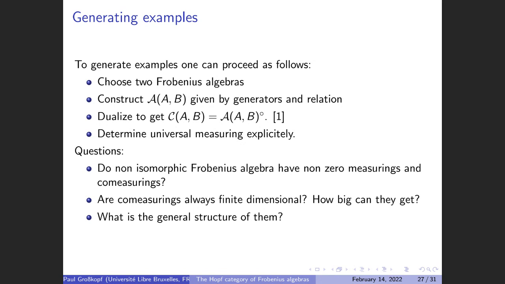And generally, what structure do they have? Can we have a theorem that tells us, for a specific example of a Frobenius algebra, what the co-measurings look like? So I want to start with some non-examples, some propositions that you can show that answer a lot of these questions negatively.